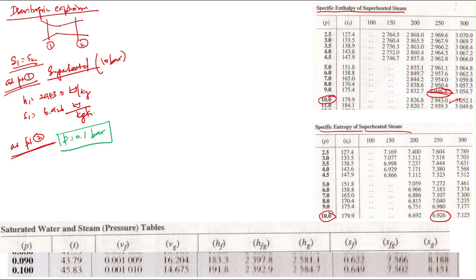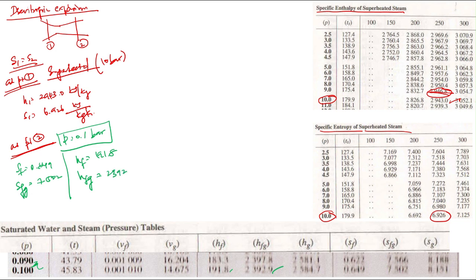So at 0.1 bar, what about SF and SG? At 0.1 bar, SF is equal to 0.649, SFG is equal to 7.502. Similarly, HF is equal to 191.8, and HFG is equal to 2392.